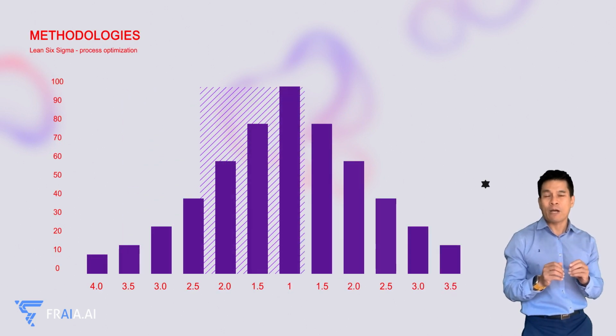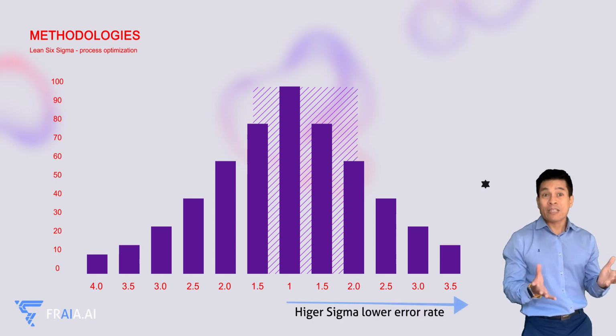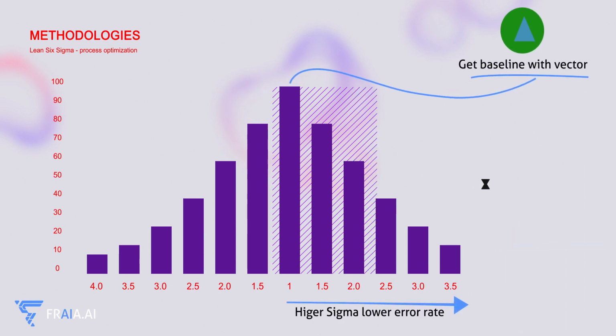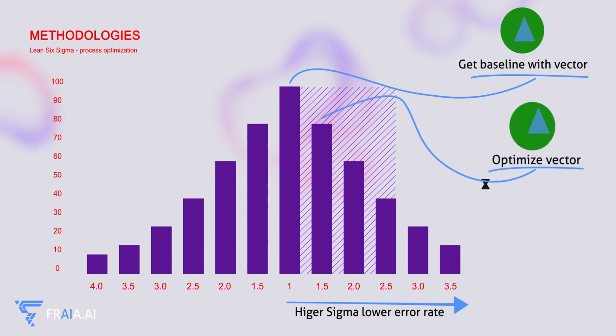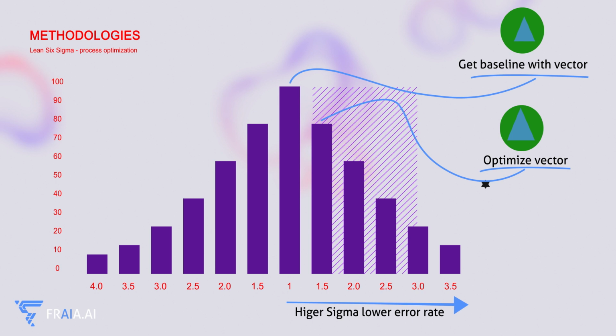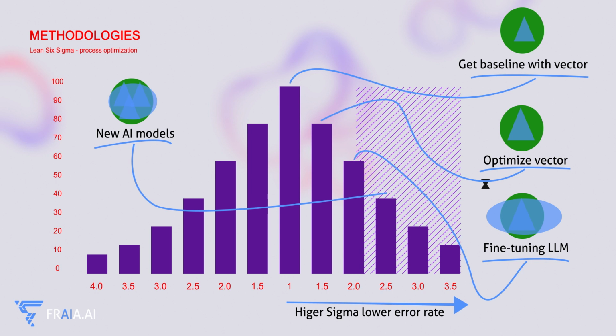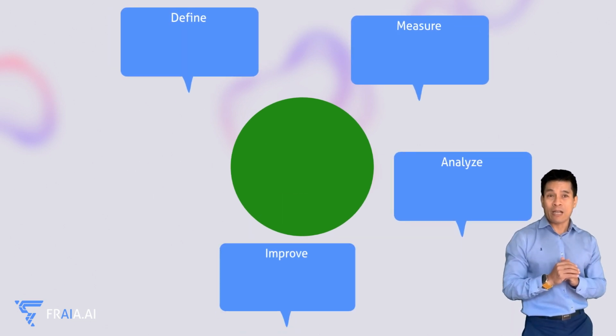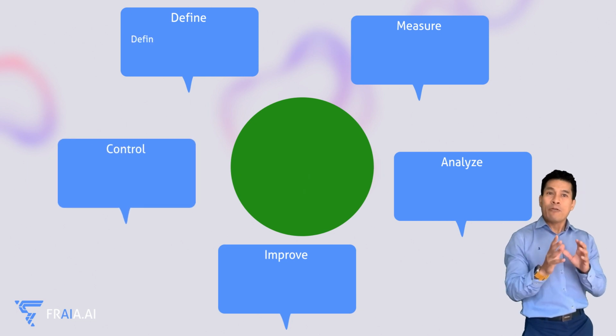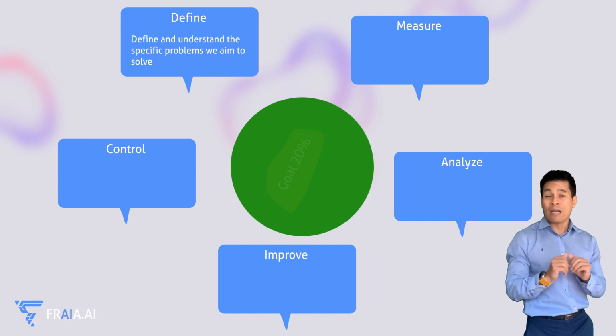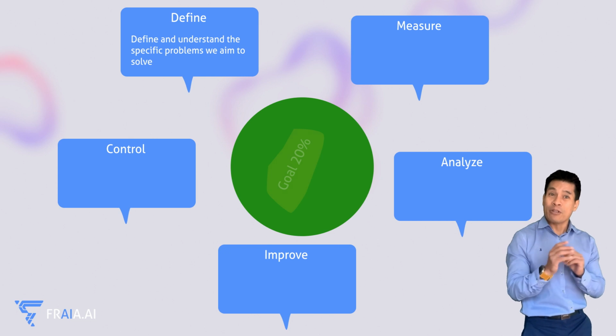We have incorporated some methodologies from Lean Six Sigma to utilize well-known tools for process optimization. This approach consists of 5 steps: define, measure, analyze, improve, and control. Define. The process starts with a small set of data to feed into our models. This is where we define and understand the specific problems we aim to solve.